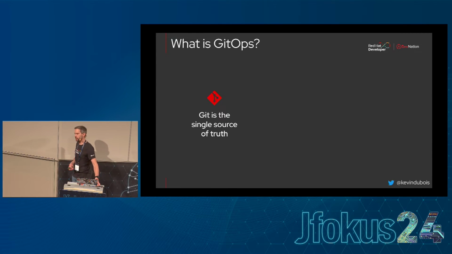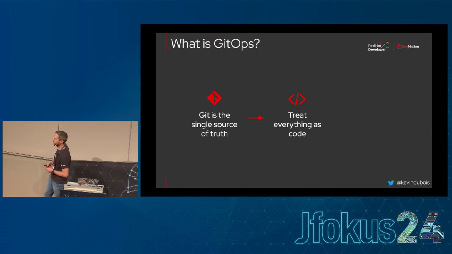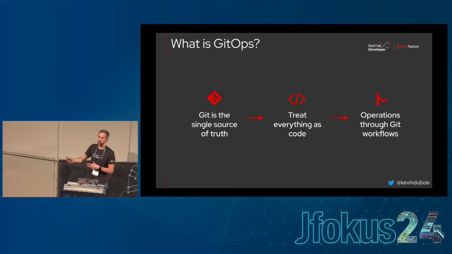So GitOps basically means that Git is your single source of truth, not just for your application, but also for your environment, for how that application should be configured, for everything. And so you can treat your operational stuff the same as you would your code, right? And so that allows you to use the same Git workflow that you would use for your application. So you can use merge requests or pull requests to say, hey, we want to deploy our new version. Here's the definition of it. And then somebody can review it.